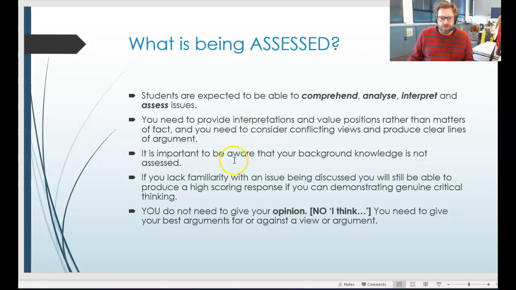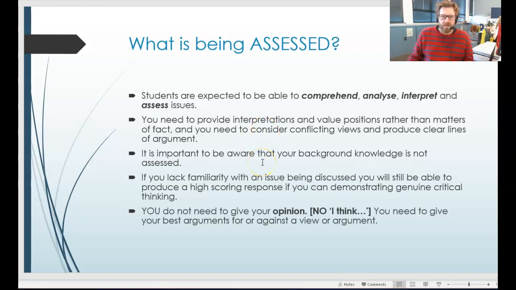It is important to be aware that your background knowledge is not being assessed for the test. The assumption is that you know nothing about any of the topics that are being provided in each of the questions. And what you'll find is that the questions do try to give you a lot of information and reasons that you can use and build on to generate your response. So if you don't know about a topic, don't worry, you are still able to get a really, really good mark. Everyone's going into looking at that question with the same level of background knowledge as you are, so don't freak out.